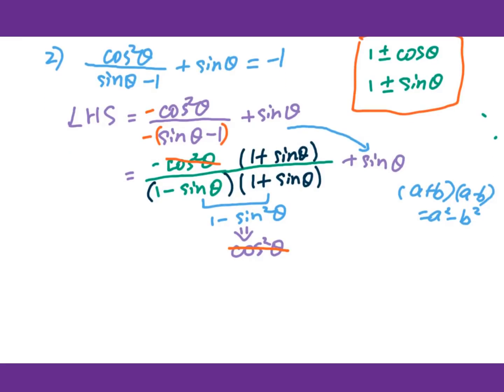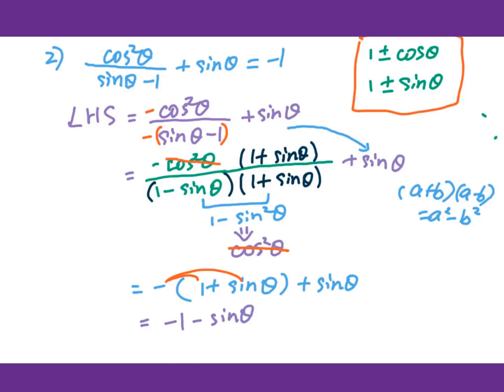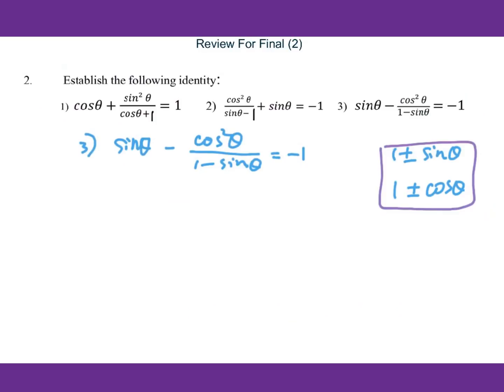So we got negative, 1 plus sine theta, then plus sine theta. Then we do the distributive property now. You will get negative 1 minus sine theta plus sine theta. That equals negative 1, equals right-hand side. Now let's go to number 3.